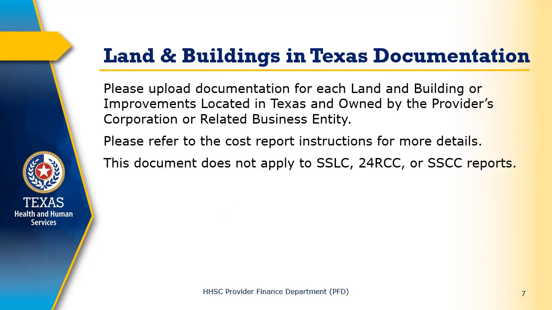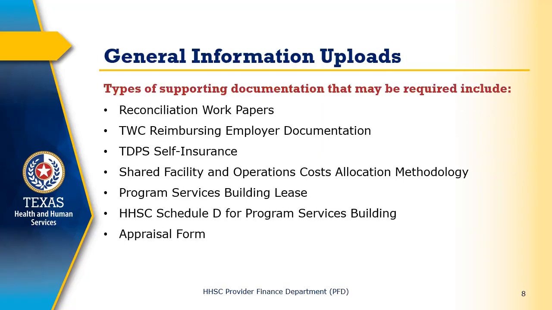There are 3 support documentation categories. The first is Land and Buildings in Texas documentation. Please upload documentation for each land and building or improvements located in Texas and owned by the Provider's corporation or related business entity. Please refer to the cost report instructions for more details. This requirement does not apply to SSLC, 24 RCC, or SSCC reports.